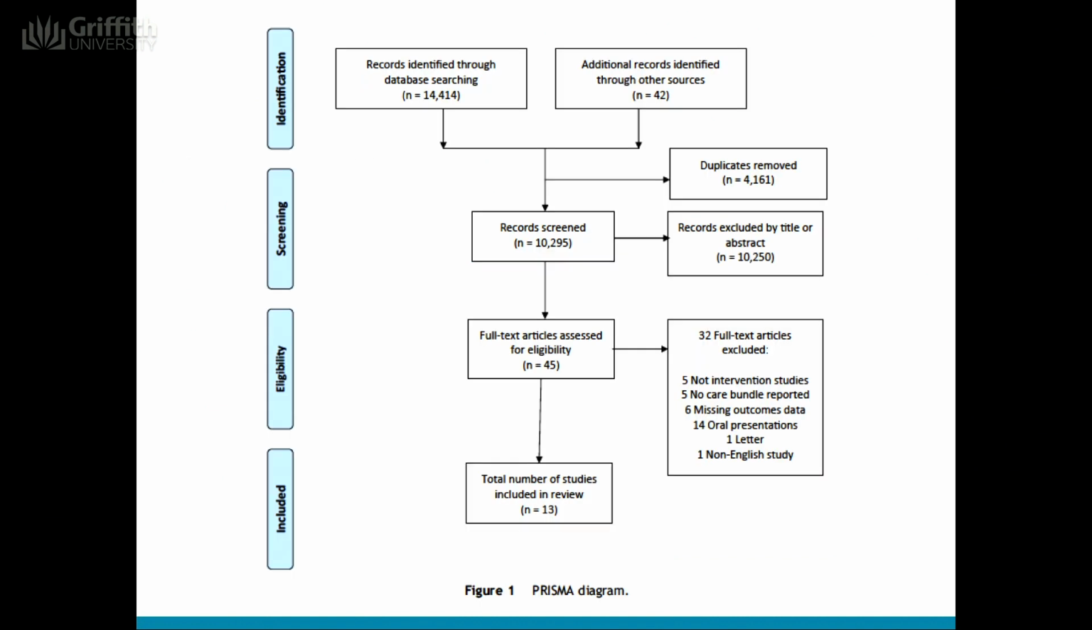This is what a PRISMA flow diagram looks like. You will have seen these in research articles in journals. And they identify how many searches you found, how many records you found through your database searching, how many records you found through other searches, for example, looking at the reference lists of the articles that you found. And then how did you screen these articles? You screen removing duplicates, because there'll always be duplicates. You then exclude by the title, and then you exclude by the abstract.